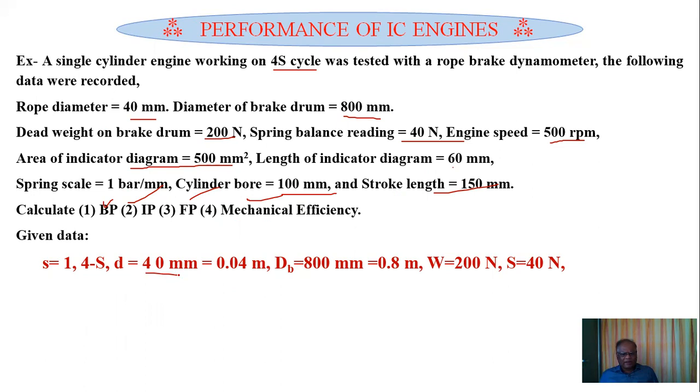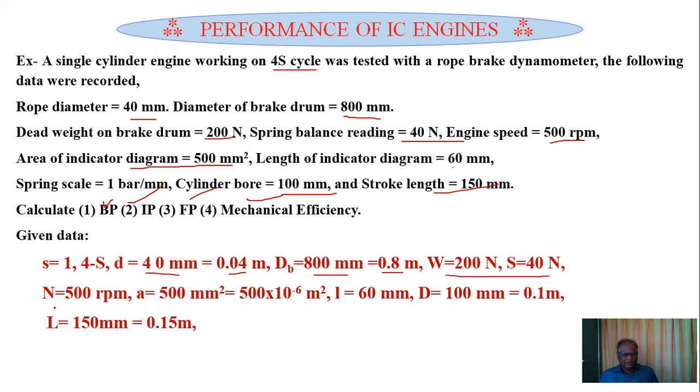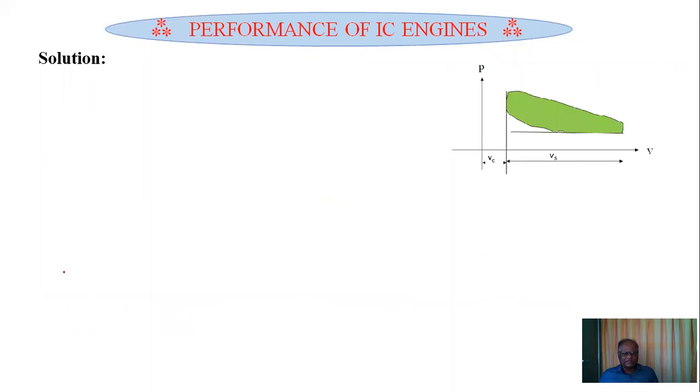The diameter of the rope is converted into meters, the diameter of the brake drum is converted into meters, 0.8 mm, Newton is Newton, then the speed of the engine and the area of the indicator diagram, the length of the indicator diagram. Here also the diameter of the engine cylinder and the length of the stroke are converted into meters. It is your will and bliss. Either you may retain the mm and finally convert, or you may convert here only and go on calculating the answers.